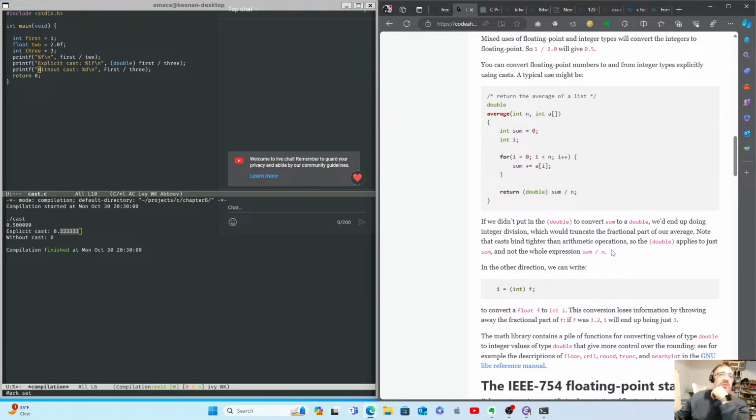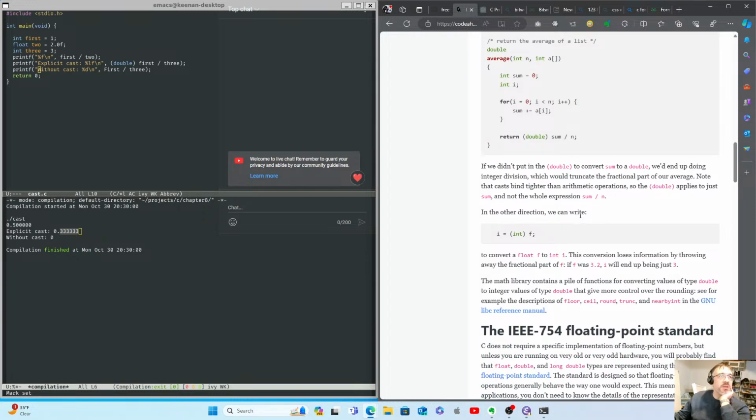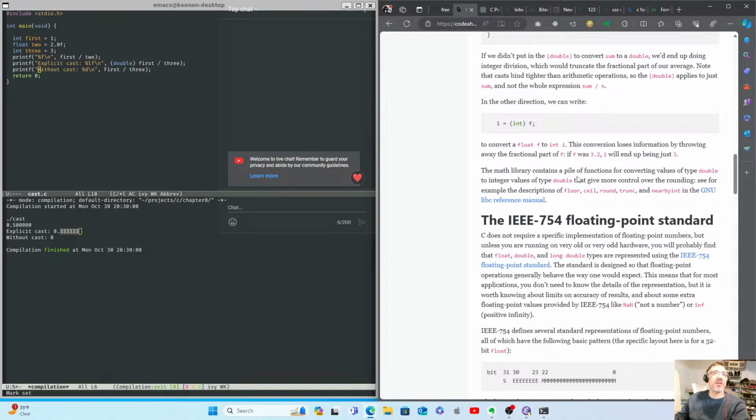Note that casts bind tighter than arithmetic operations, so the double applies to just sum and not the whole expression sum divided by n. In the other direction, we can write int i equals int f to convert a float f to int. This conversion loses information by throwing away the fractional part of f. If f was 3.2, i would end up being 3. The math library contains a pile of functions for converting values of type double to integer values of type double that give more control over the rounding. See, for example, the description of floor, ceil, round, trunc, and nearbyint in the GNU libc reference manual.